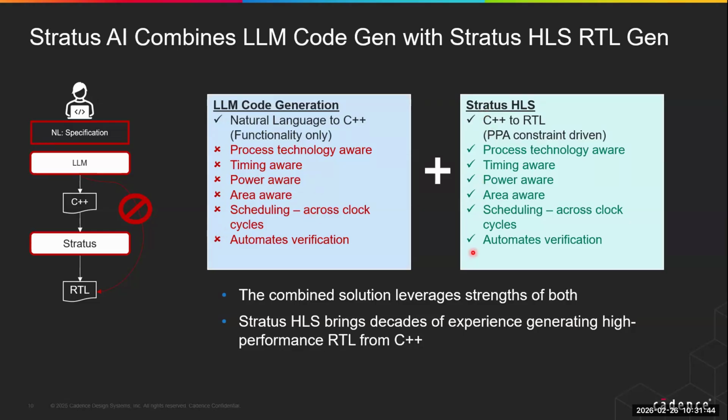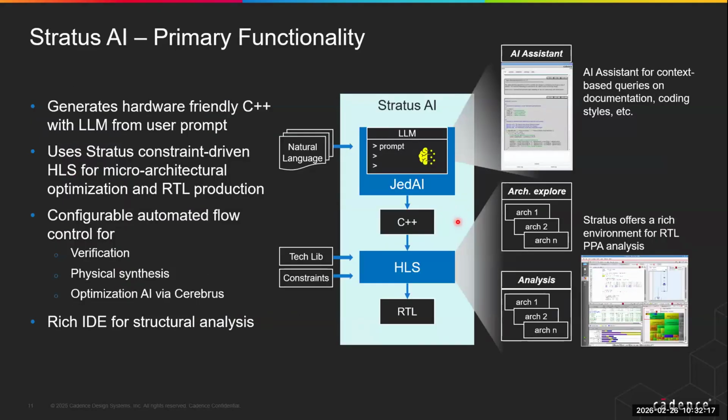So if we look at Stratus, it actually covers all the deficiencies of this direct approach. When we combine the two, we can leverage LLMs for what they're really good at, producing functionally correct C++ code. Then we can leverage Stratus for what it's really good at. It reads a technology library, it reads the constraints, and it has purpose-built optimizations for crafting the microarchitecture that's designed to hit and meet those constraints. So this is essentially the solution that we're bringing to market.